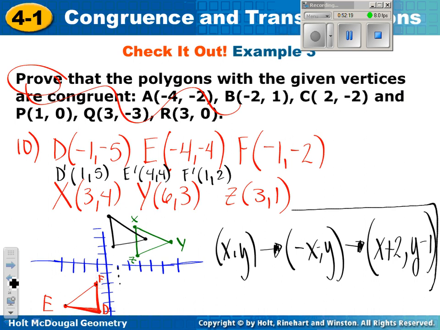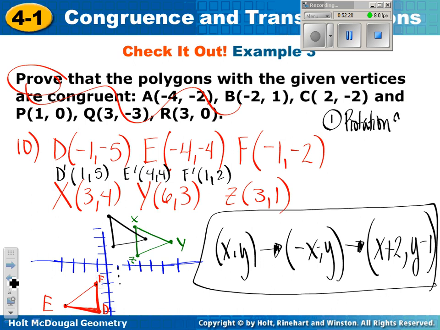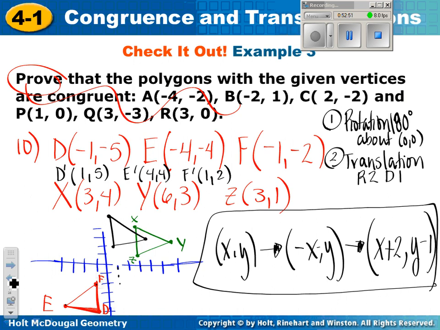You would write it out as a rule, and then I want you to list it so we'll know. So this is number 1. We did a rotation 180 degrees about the origin. And remember, 180 degrees does not matter direction, so you don't have to tell me. Or you can pick one, but the direction doesn't matter. And then the second one was a translation. And it was right 2, down 1.